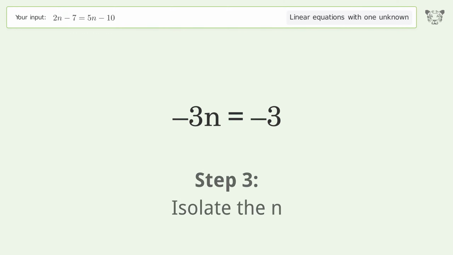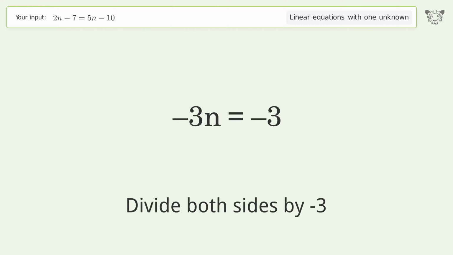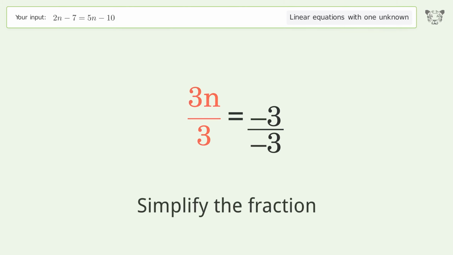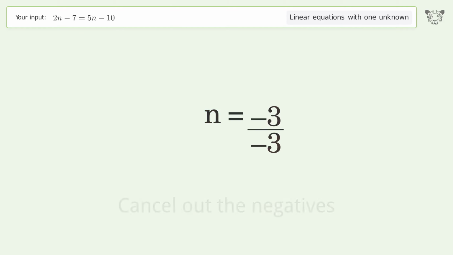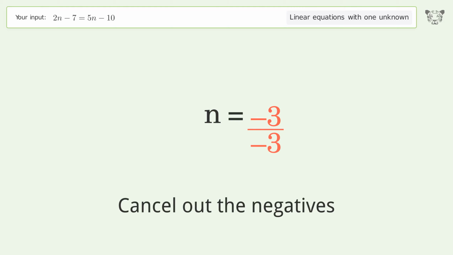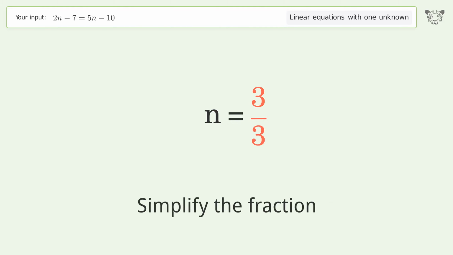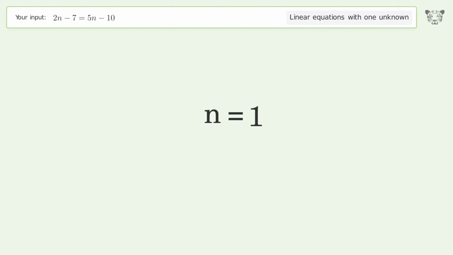Isolate the n. Divide both sides by -3. Cancel out the negatives. Simplify the fraction. Cancel out the negatives. Simplify the fraction. And so the final result is n equals 1.